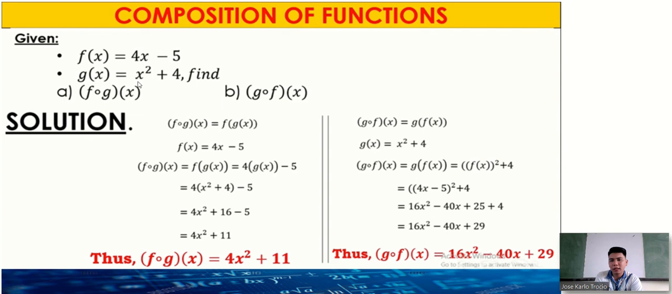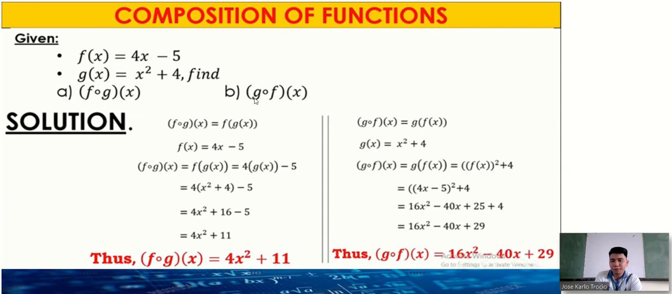So it becomes like this now. From x it becomes x squared plus 4. 4 times the quantity of x squared plus 4, minus 5. And then you can continue the process now. You're just going to do the distributive property. 4 times x squared, that is 4x squared. 4 times 4, that is 16. And then bring down or copy negative 5. Simplify like terms. 16 plus negative 5, that is positive 11. So 4x squared plus 11 is now your final answer.